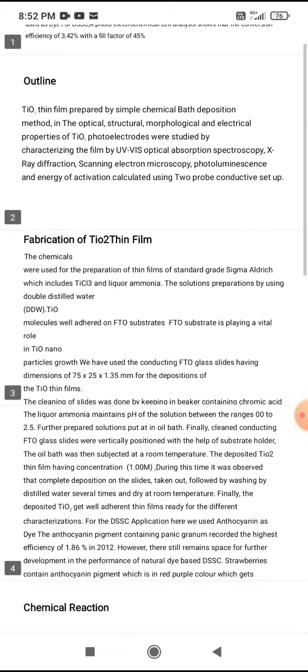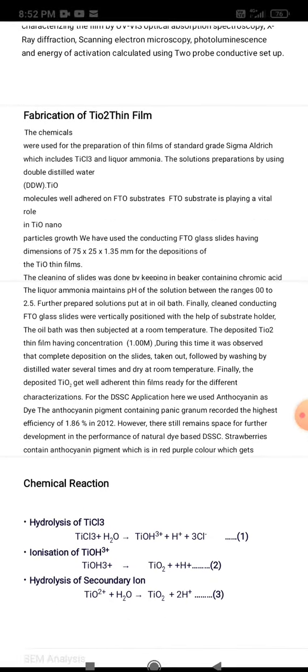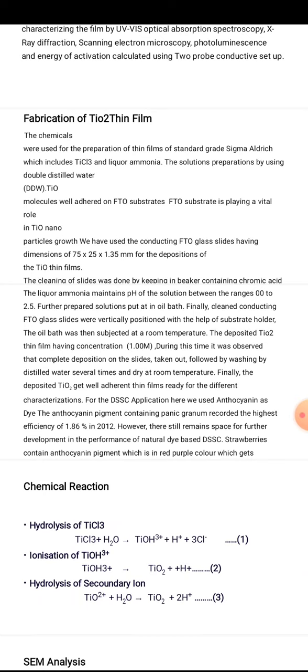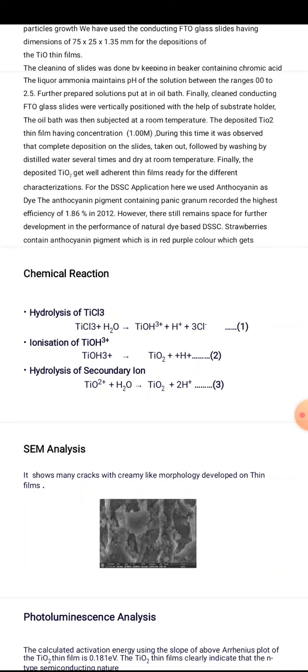The chemicals used for the preparation of the thin film were standard grade Sigma Aldrich, which includes TiCl3 and liquid ammonia. The solution was prepared by using double distilled water, and TiO2 molecules were added on the FTO substrate. The FTO substrate plays a vital role for the TiO2 nanoparticles. For the growth, we have used conducting FTO glass slides having the dimension 75 x 25 x 1.35 mm for the deposition of TiO2 thin films.